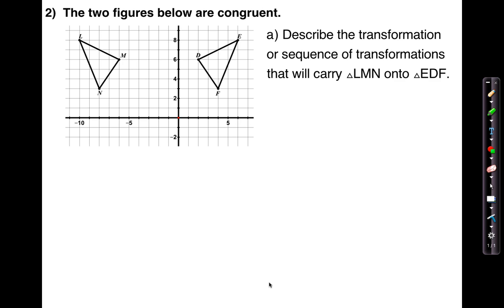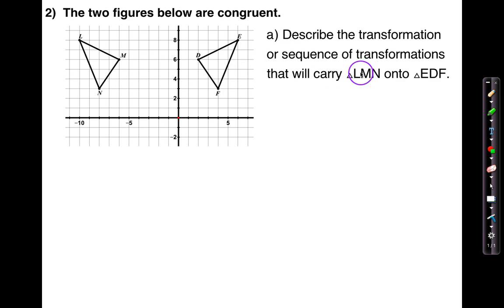So first of all, I have to look and assess the image and see how could I possibly get triangle LMN onto EDF. Right away, my brain is thinking, okay, it's probably a reflection because it looks like a flipped version of the other. So I'm going to go ahead and look for the line of reflection, see if it's possible. Now, a good way to find the line of reflection is to basically find the midpoint of corresponding points.